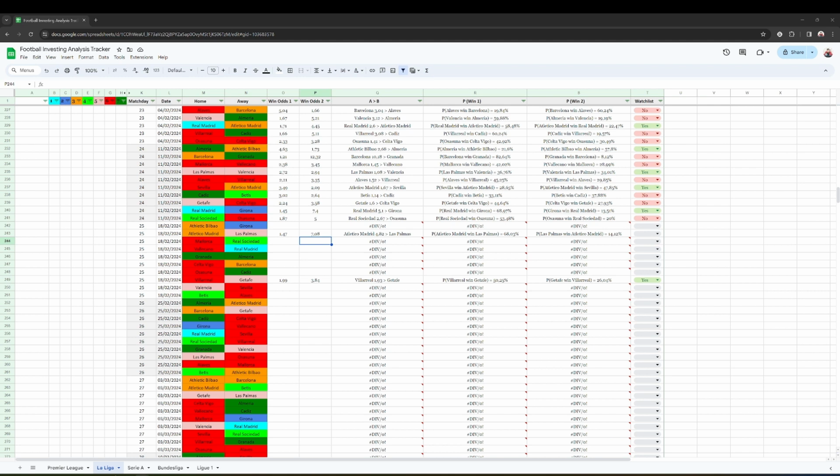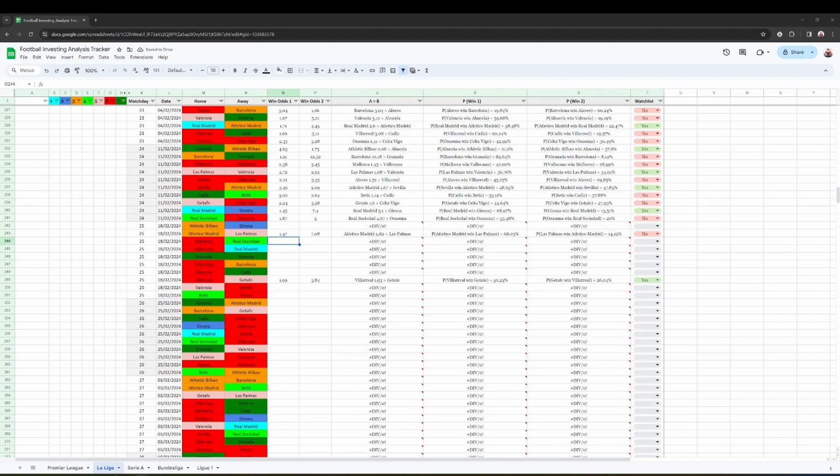But even with that, we just have to consider Atletico Madrid at home as the favorites. They are the best team at home in La Liga. 11 wins in 12 games, and that's it. And Las Palmas, if you look at their away games, they are 9th in the table. So, I'm not going to go against Atletico Madrid in this one.